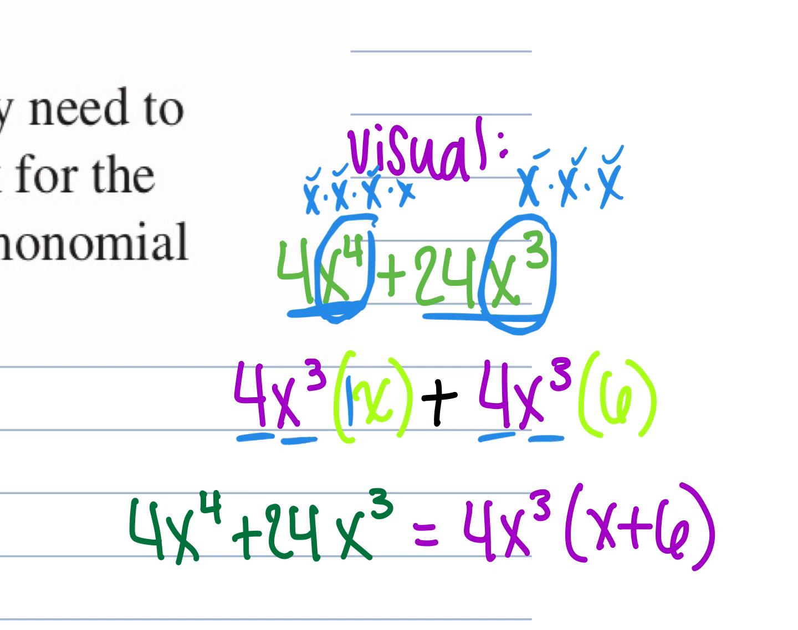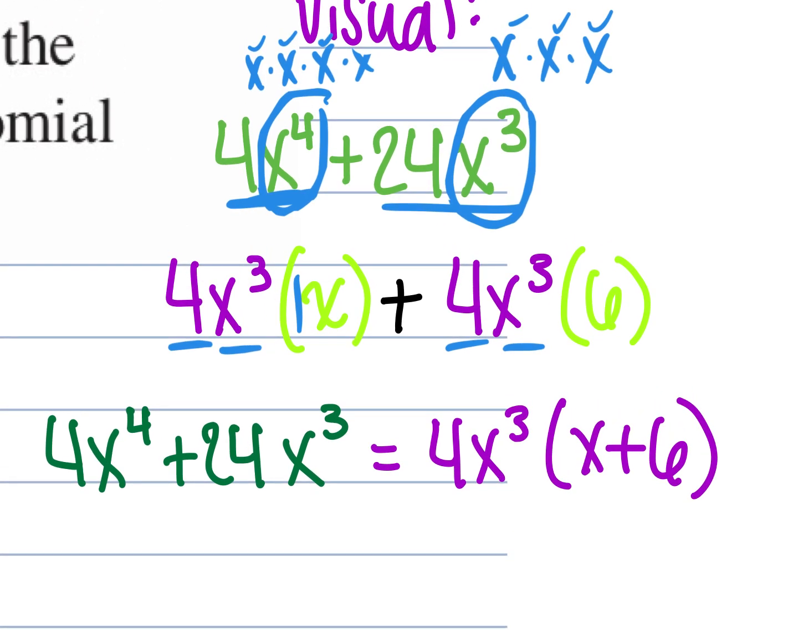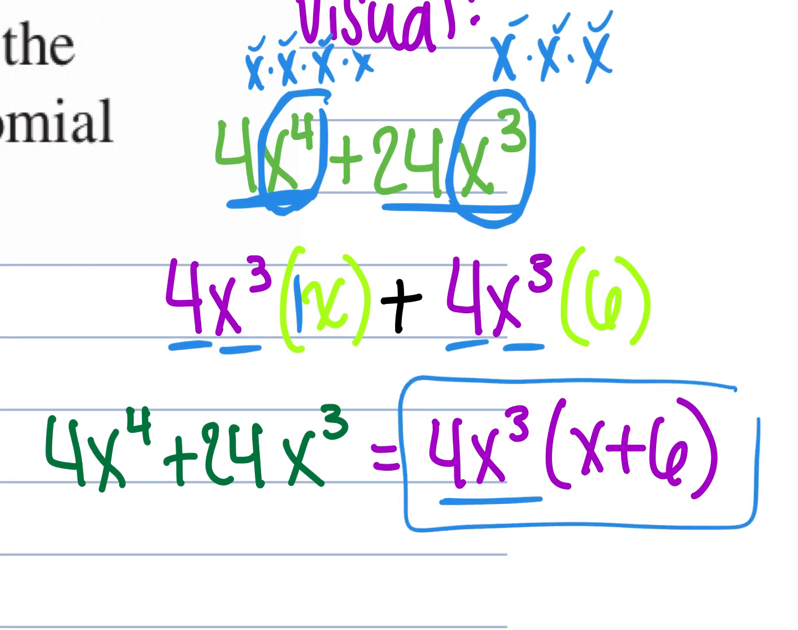Now, this is where some people make mistakes. Take x to the fourth, divide it by x to the third. In other words, subtract the exponents. What's 4 minus 3? So we have 1x left over. Do you guys agree? Now over here, we have x to the third divided by x to the third. What's 3 minus 3? So how many x's do I have left? 0. None. They're all gone. So we only have the 6. This makes so much sense now. This is easy. Hold on. So when we write it as our final answer, we write the greatest common factor, which was 4x to the third, outside, and whatever's left over on the inside. So x plus 6.